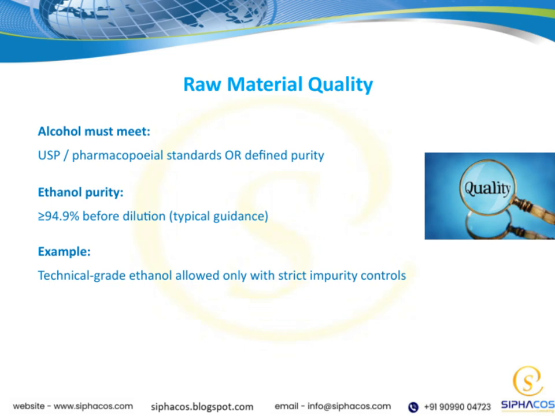For example, technical-grade ethanol can be used, but only if there are strict controls over impurities. This ensures that even though it's technically a lower grade, it still meets the necessary safety standards through rigorous impurity management. Overall, maintaining high-quality raw materials is fundamental to producing safe, reliable products, and understanding these standards helps us uphold those quality expectations across the board.